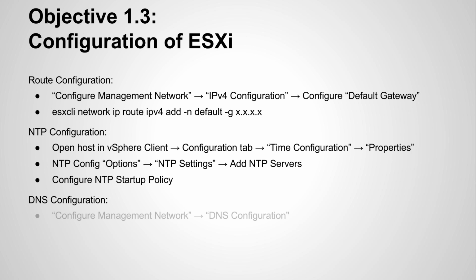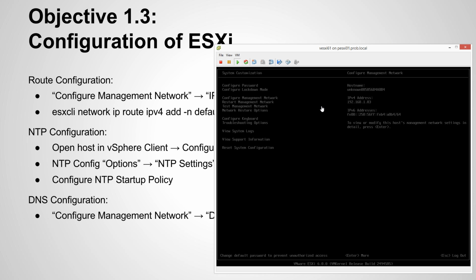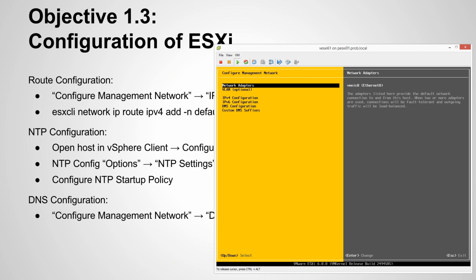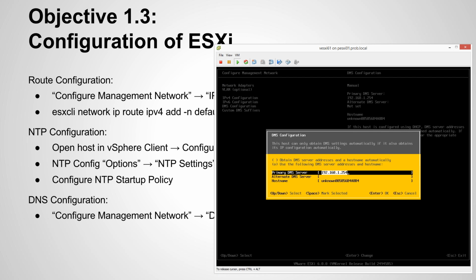All right, and last big thing, DNS configuration. Yeah, time is important, DNS is important. Forward and reverse. Yes, do not neglect either one of those. Both are very important. So first up, go through the DCUI directly on the host terminal itself. We're back into the configure management area. Then you have your primary, alternate, and host name. Those can all be set there.